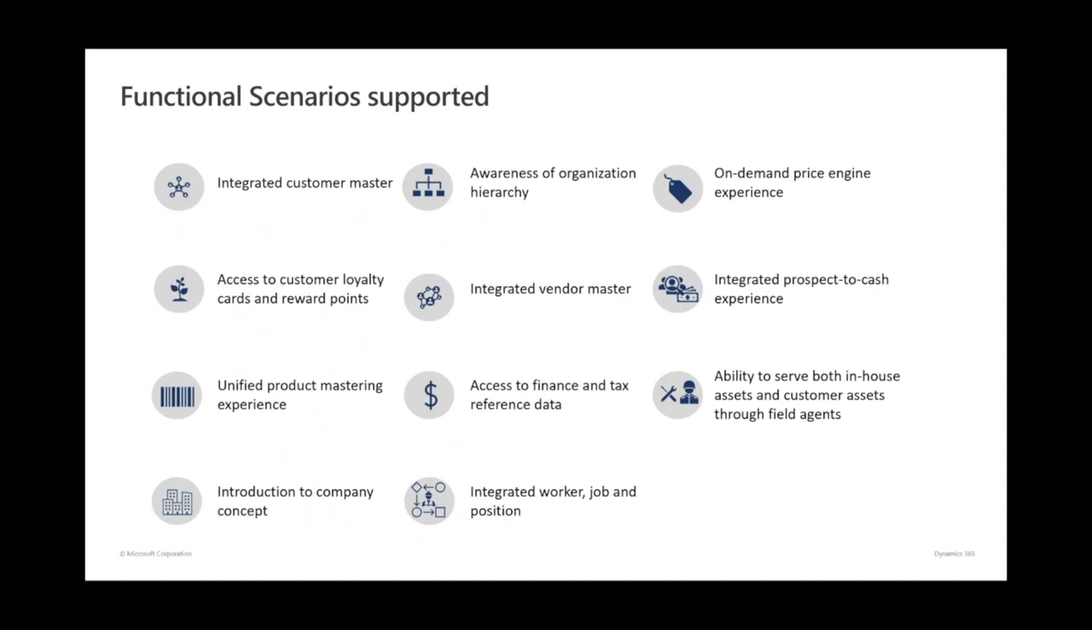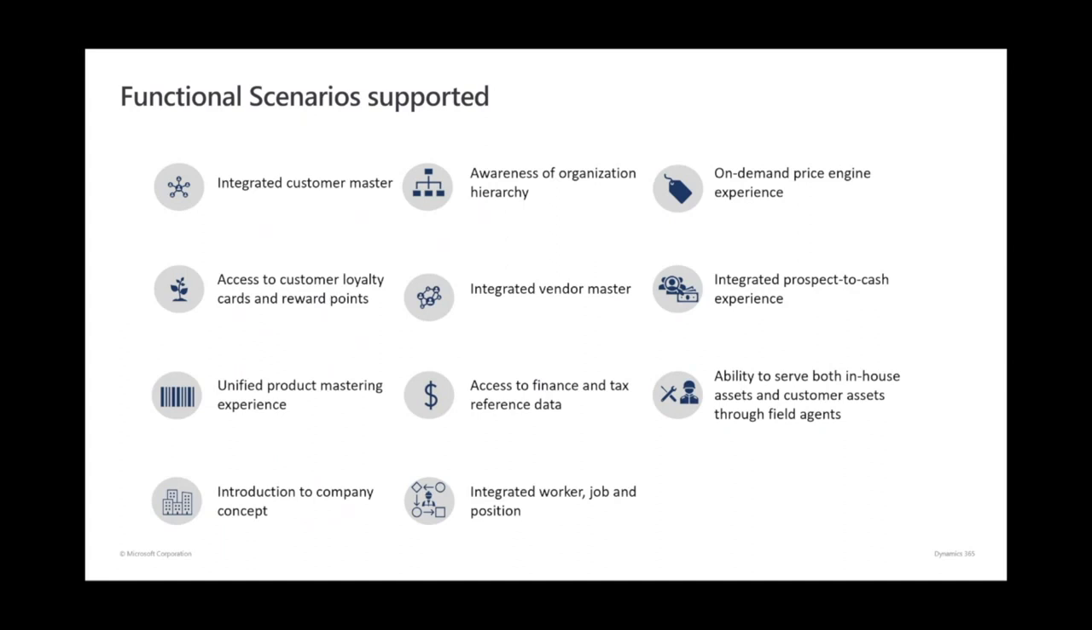Customer loyalty cards, reward points. The whole process to cash flow is available. So from a prospect to a customer, to a quote, getting a product into it, having a price, moving the quote to a sales order, getting the invoice for an order. So the whole process to cash flow is available on dual-write in a real-time fashion.